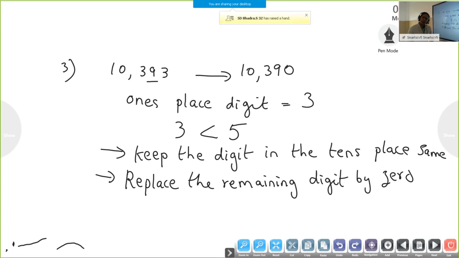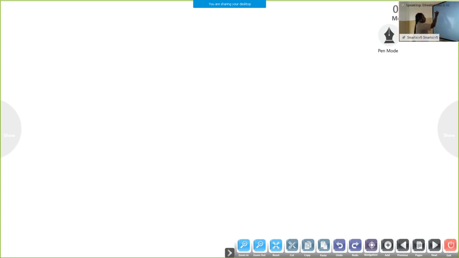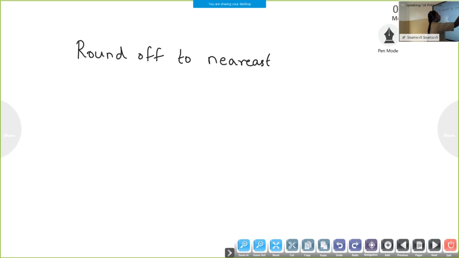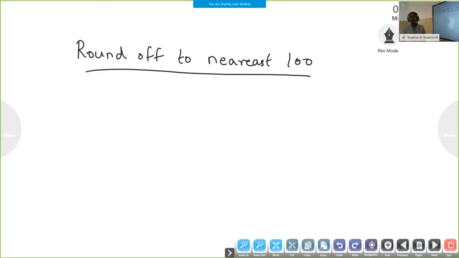So, shall we move to rounding numbers to the nearest 100? Okay. The second case is rounding off to the nearest 100. The same procedure is followed for rounding off numbers to the nearest 100. Is that clear? So, rounding off to the nearest 100. See, we will do it with some example.